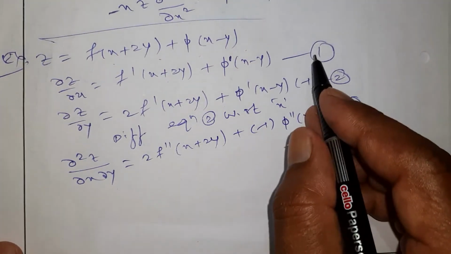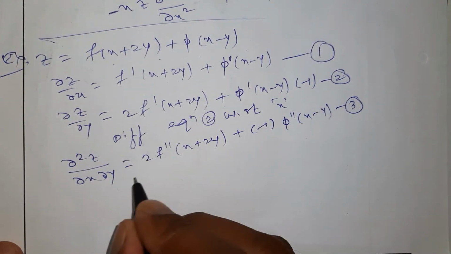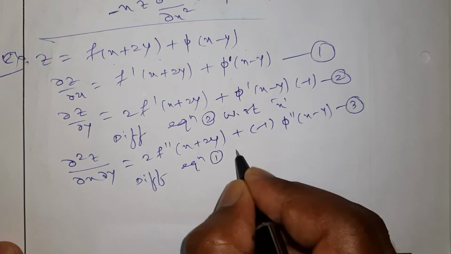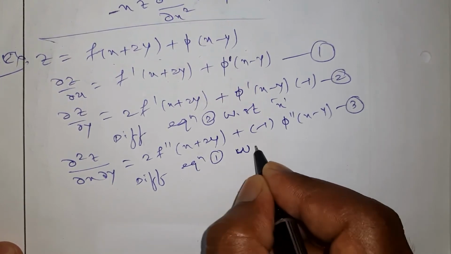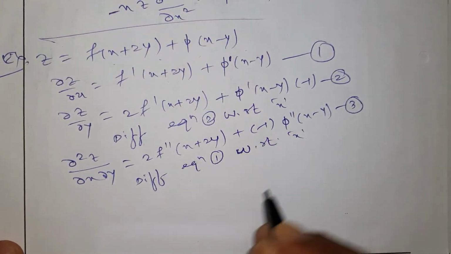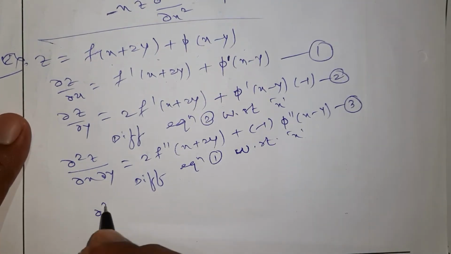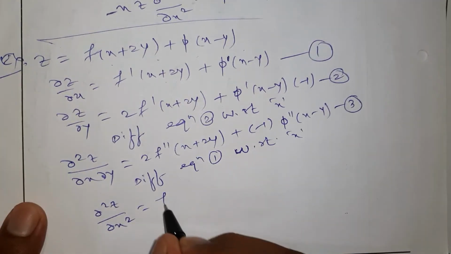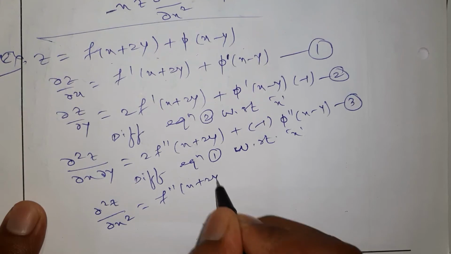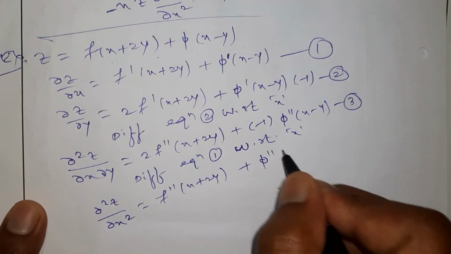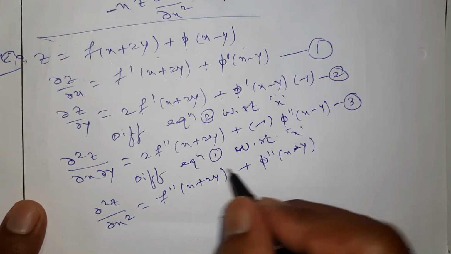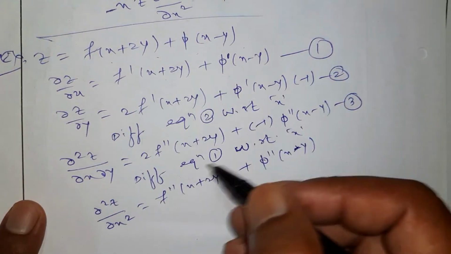Now I differentiate equation 1 with respect to x. Differentiate equation 1 means I am going to find the double derivative of each one with respect to x. So what do I get? dou 2z by dou x square is equal to f double dash of x plus 2y plus phi double dash of x minus y. Only that much, because the derivative of x is 1, so no change.